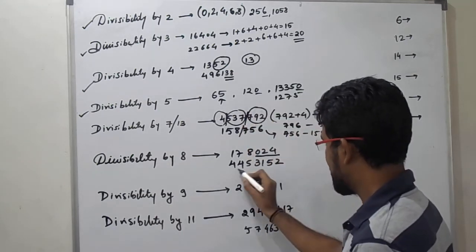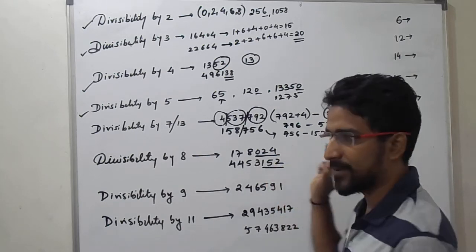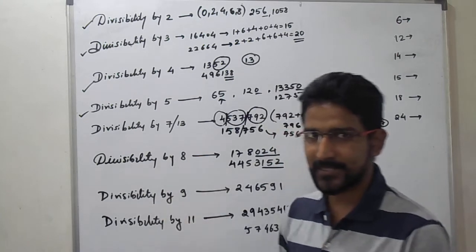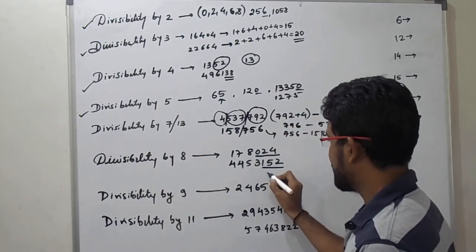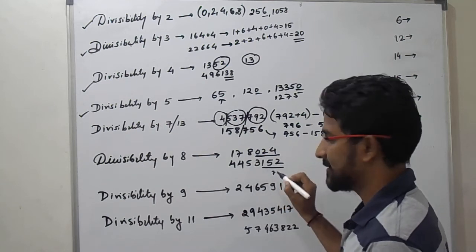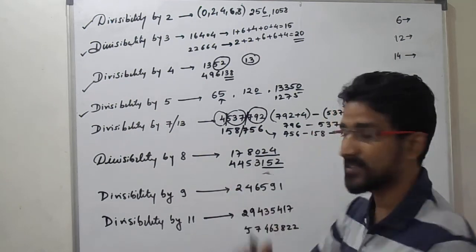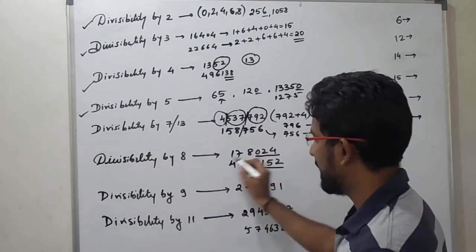Now we'll see the next one also, 152. So the last 3 digits are 152. Whether the last 3 digits are divisible by 8: 8 into 1, that is 8. So 7 will be carried forward, that is 72, that is 9. So 152 is also divisible by 8. So this whole number will be divisible by 8.